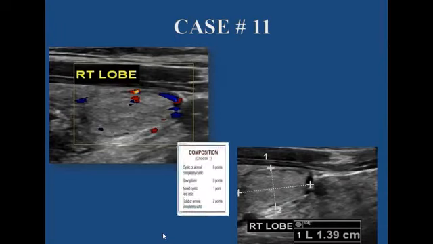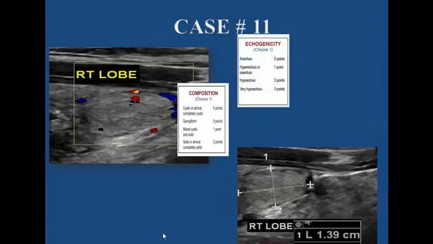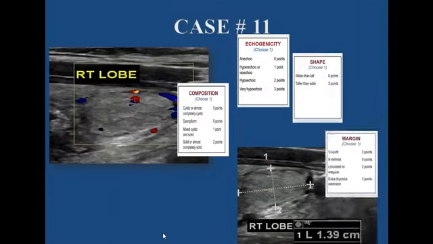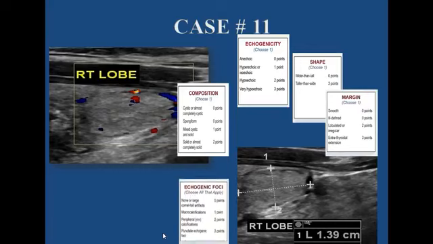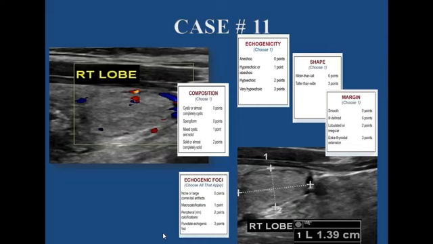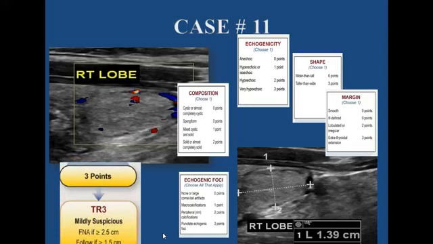Here we have a solid nodule. It looks hyperechoic when I compare it to the rest of the thyroid. It's wider than taller, with well-defined margin, no echogenic foci. So I have 2 for solid and 1 for hyper. The overall score will be 3, which corresponds to TIRAD 3. This nodule, the largest diameter is 1.4. So a nodule like this, no need even to follow it because it is less than 1.5.